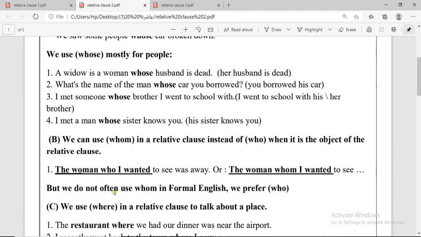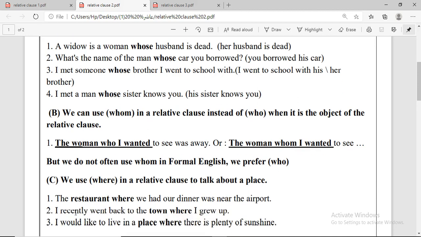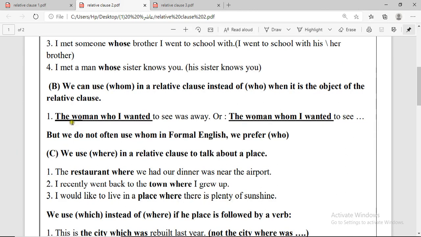We don't often use whom in formal English. We prefer who. So it is right to use who instead of whom. But to differentiate, who is for the subject and whom for the object. Look at this sentence again. The woman who I wanted to see, or I can say the woman whom I wanted to see, because woman here is an object. We used whom, but it is right to use who also.